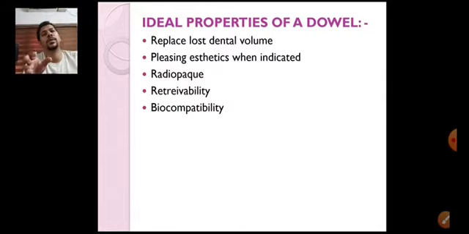Then the post that you give should be radio opaque. Why should it be radio opaque? What is the relevance? When you give a post, you are kind of blind. You don't know till where the post went, or if there are any perforations. All these things you need to clarify before cementing a post. So for that, after the post space preparation, you can keep the post inside and take an IOPA. That IOPA will tell you where your post exactly is.